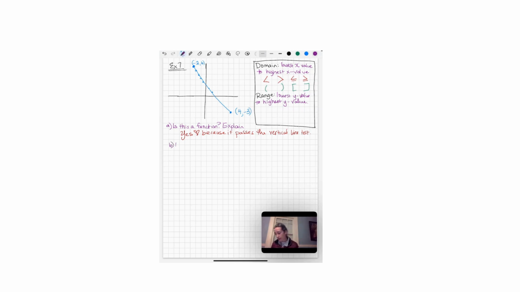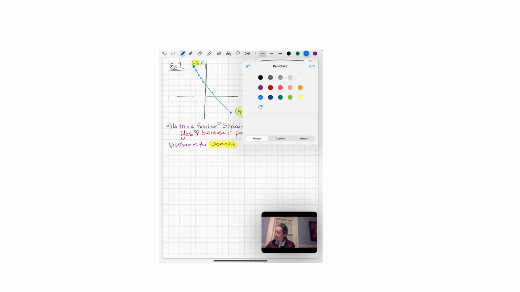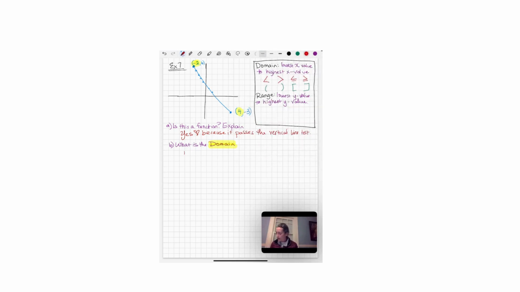We're going to ask about the domain. What is the domain? And I'm getting my highlighter out to keep me organized. I know that the domain is always x values, so I'm going to highlight my x values at the edges. So my lowest x value and my highest x value. And I'm going to start with inequality style. Okay. So this is inequality style.